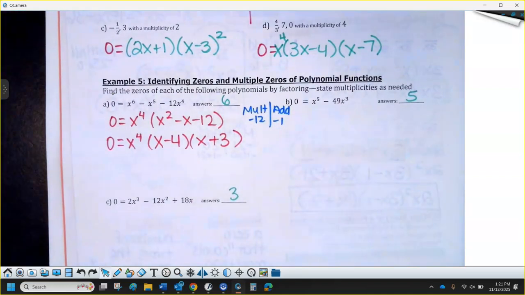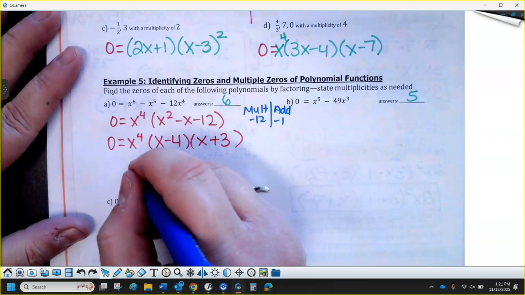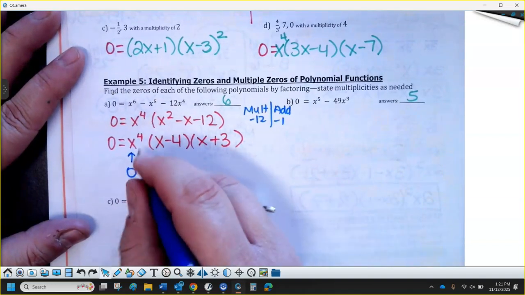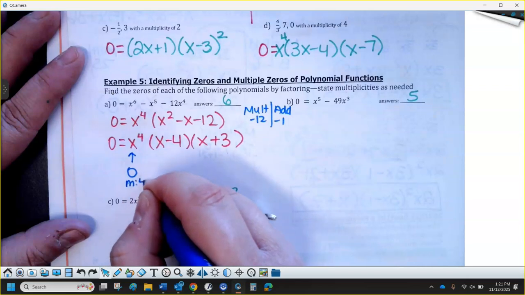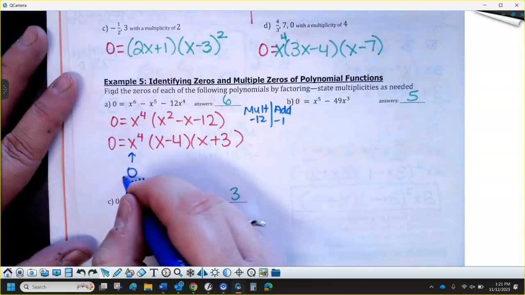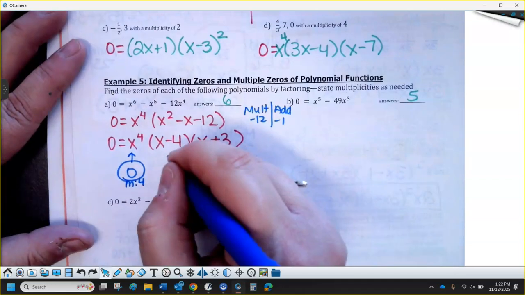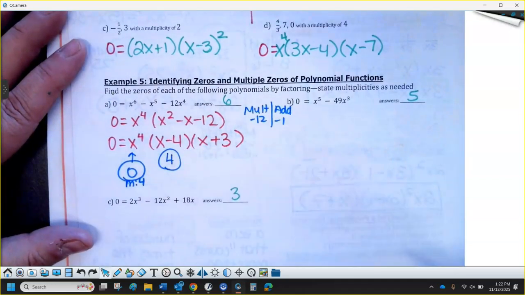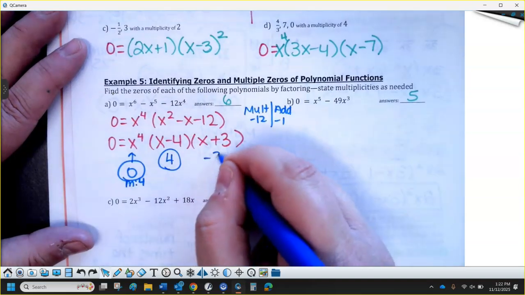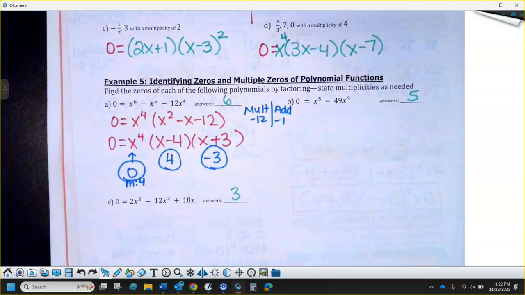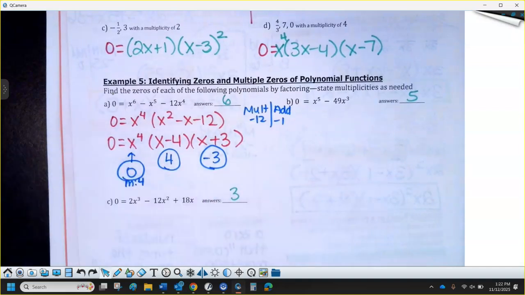If you're in factored form, you just go through each of the factors and tell me what you would plug in to make that 0. Out in front, this would be 0, but because we have an exponent of 4, that counts 4 times. I'm supposed to have 6 answers, and there's 4 of them right there. In this set of parentheses, we plug in positive 4, so there's my 5th answer. x plus 3 would be negative 3. That's my 6th answer. So 4 here, 1, 2, so 6. Those multiplicities just help you add up to the degree.